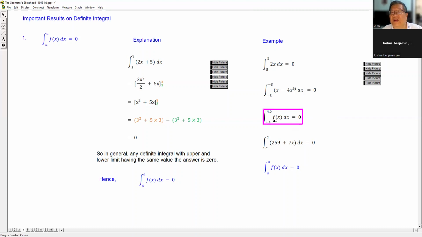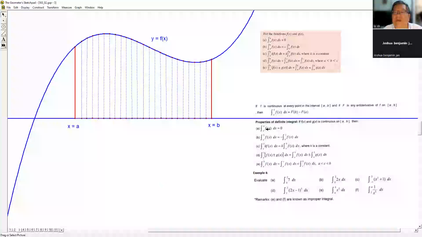I don't know what this function f(x) is, but they say the upper limit and lower limit are the same. So I know straight away the answer is 0. No need to know what the function is, no need to know how to integrate, right? So this is the first result here. Now the second result is this one.